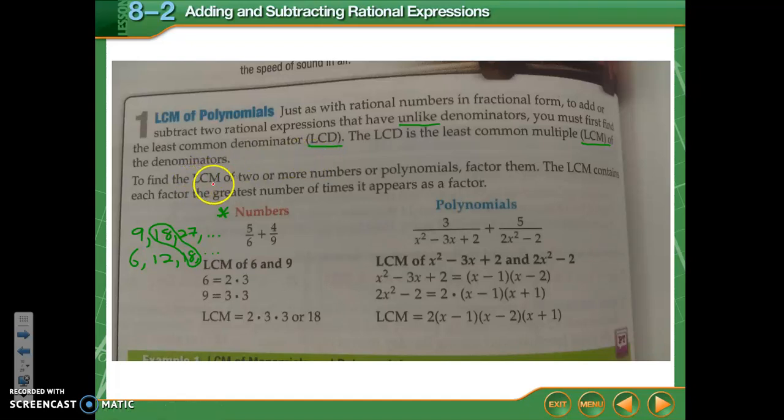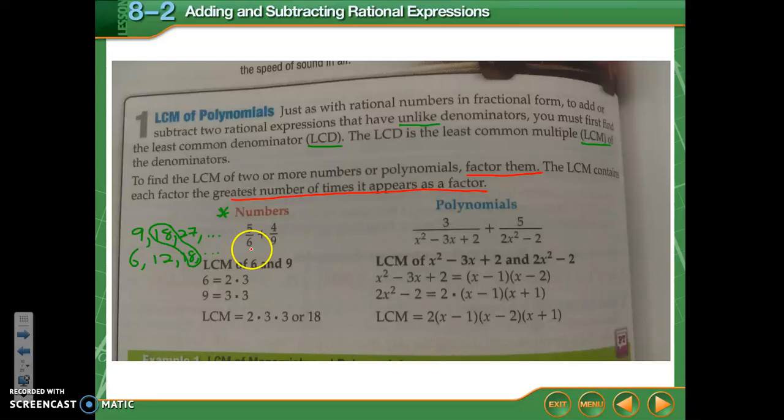So if I'm going to find the LCM, or the least common multiple, of numbers or polynomials, I have to think about factors. Of course, factor first. The least common multiple, the thing that's going to be my denominator, contains each factor the greatest number of times that it appears as a factor.